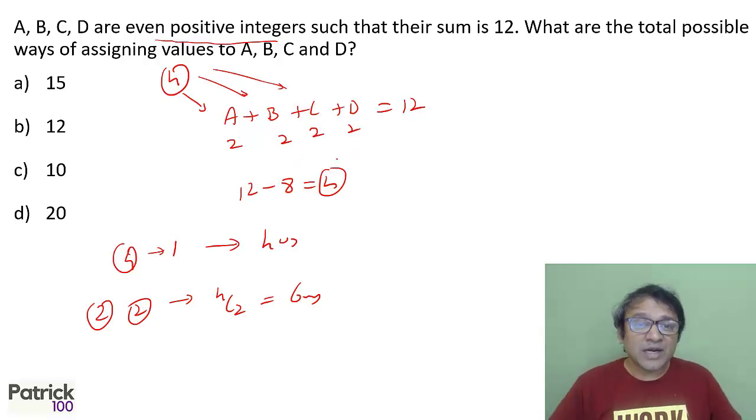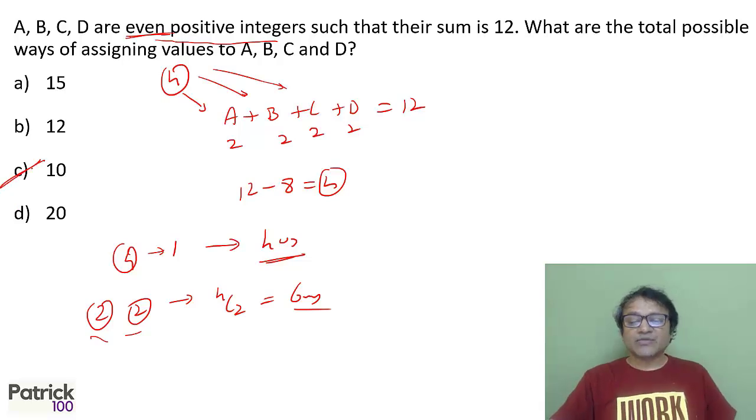I can't break it up as 1 and 1, because then it will become an odd number, and they have to be even numbers, remember that. So there are only 2 ways I can distribute: all 4 to one person or 2 to 2 people. So the total number of ways becomes 6 plus 4, which is 10 ways.